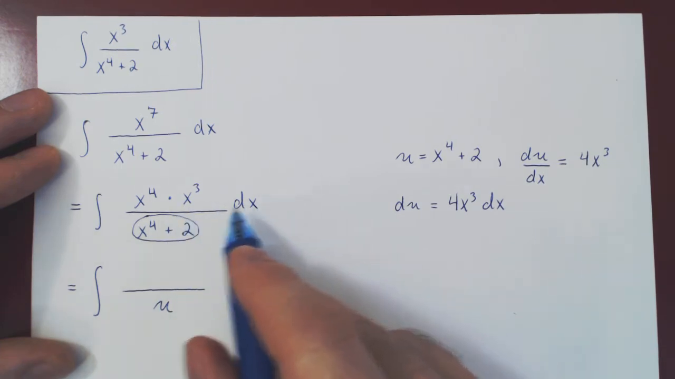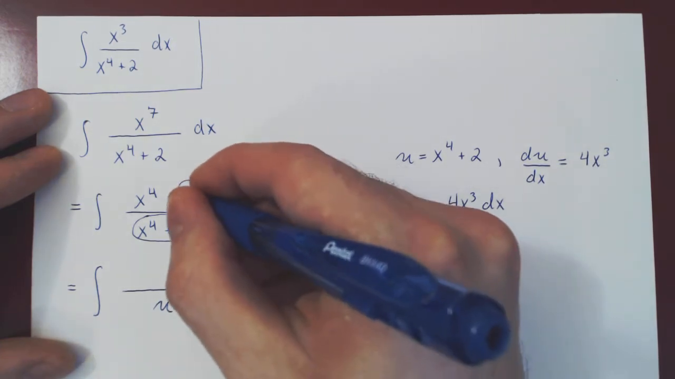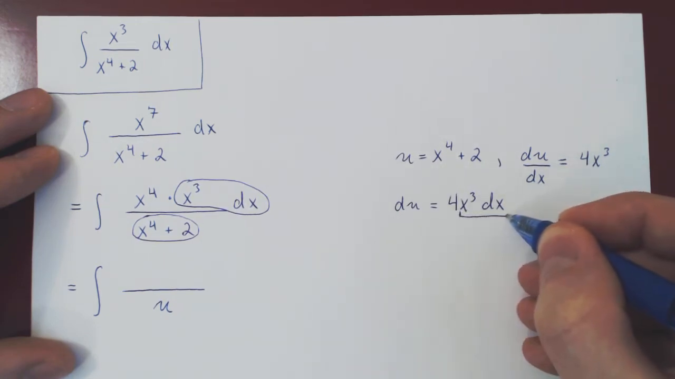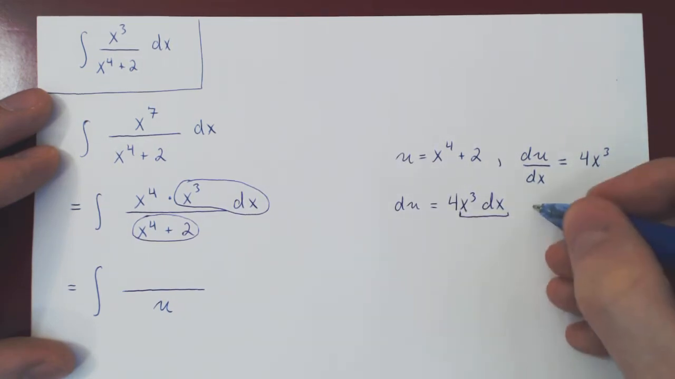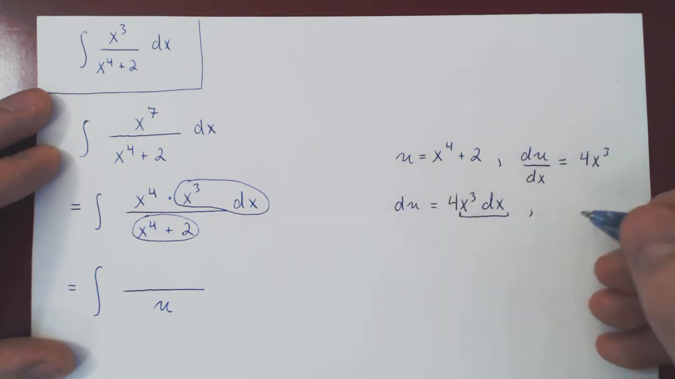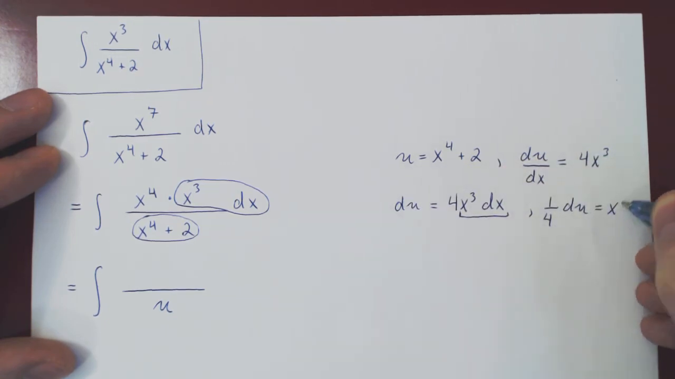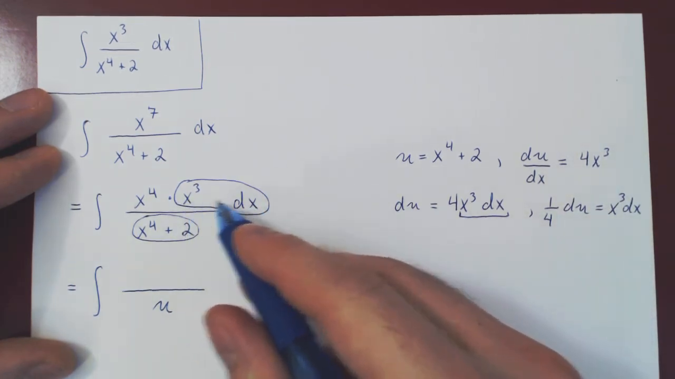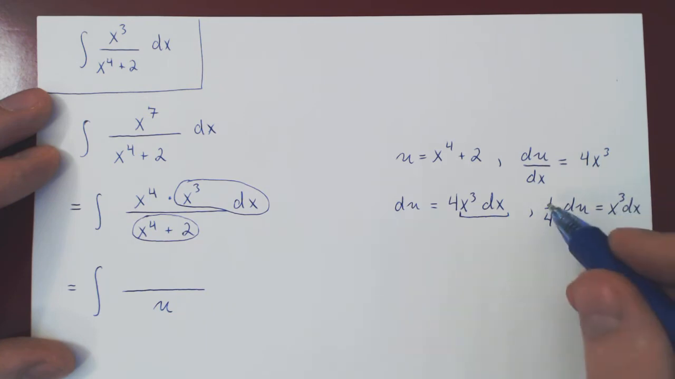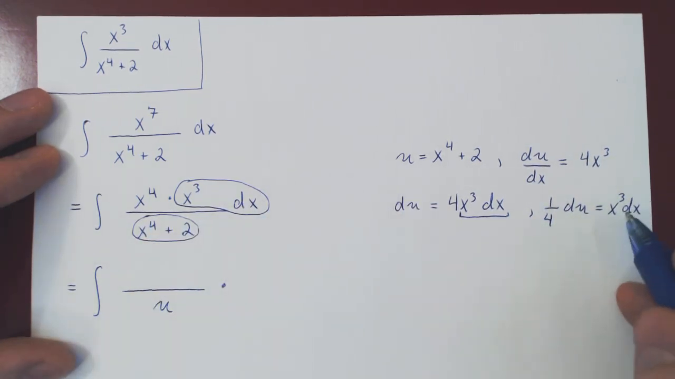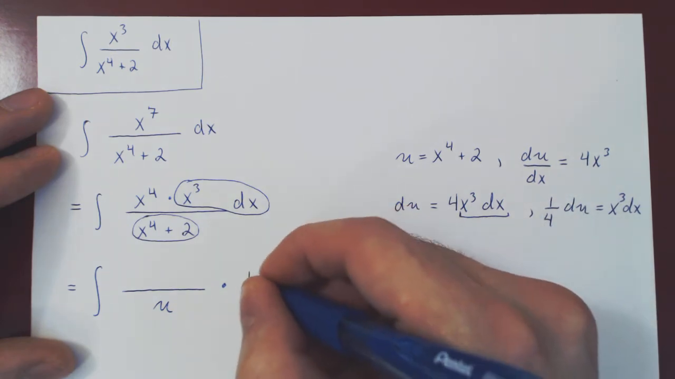But what we have here is not 4x cubed dx, but simply x cubed dx, so we must divide both sides by 4. And that gives us that a quarter du is x cubed dx. So our x cubed dx here is a quarter du.